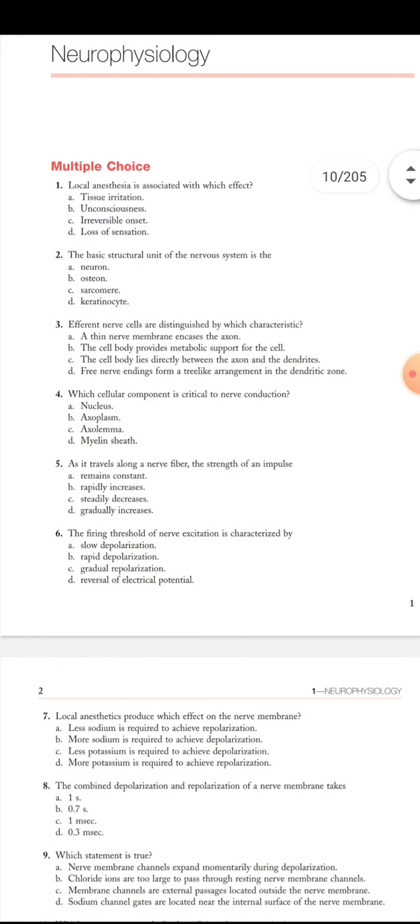Question number 6. The firing threshold of nerve conduction is characterized by A. Slow depolarization. B. Rapid depolarization. C. Gradual depolarization. D. Reversal of electrical potential.